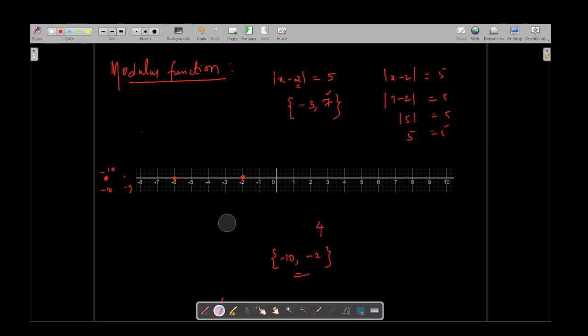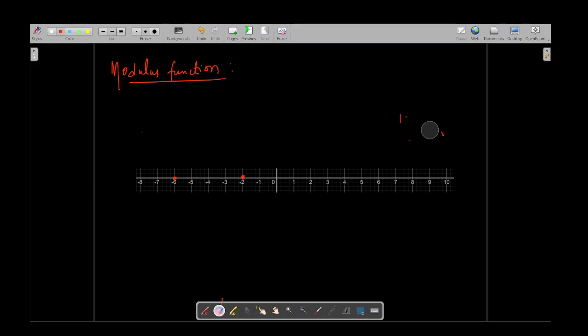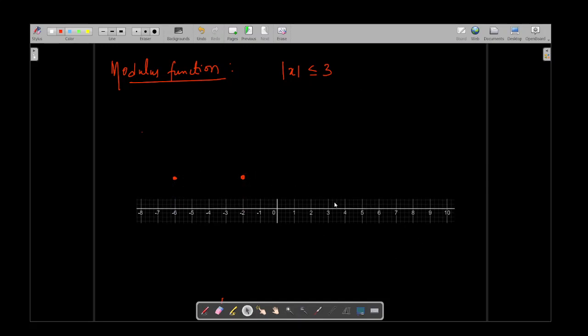Now let us come to another equation, which is very important for us to proceed with this. If I write modulus of x is less than or equal to 3, so what does it mean? This I can write as, once again, x minus 0 less than or equal to 3. So I am standing at 0. The distance can be equal to 3 and less also.